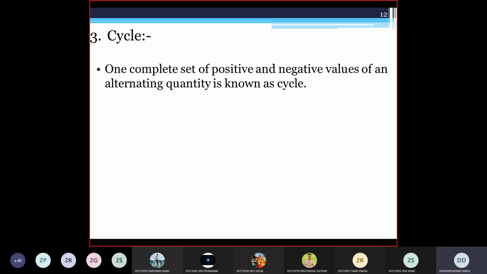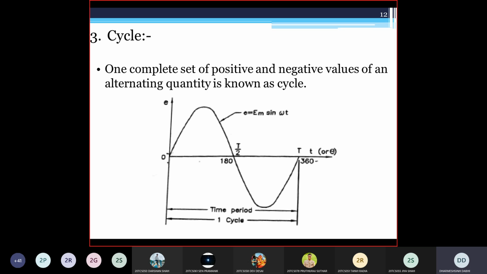If I am talking about the sine wave, when I say this sine wave has completed one cycle, 0 to 180 degrees gives a positive value, and 180 to 360 gives the negative value. So the combination of this positive and negative waveform we can call one cycle of this sine wave. Clear? A complete set of positive and negative values of an alternating quantity.